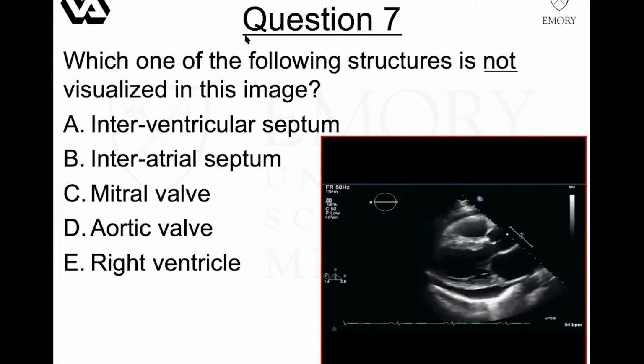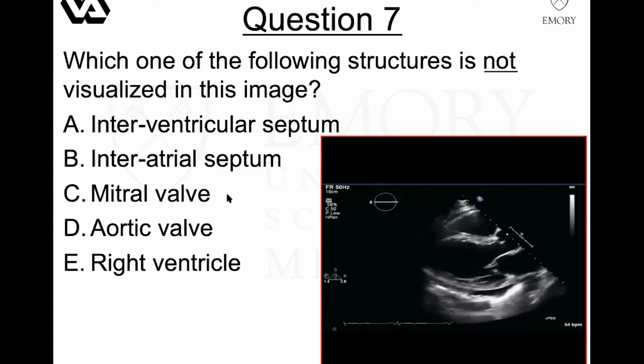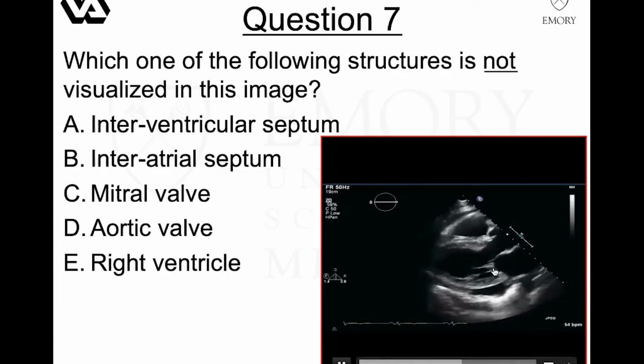So which one of the following structures is not visualized in this image? Interventricular septum, interatrial septum, mitral valve, aortic valve, right ventricle. The interatrial septum, B. Correct. Interatrial septum is not visualized in this image. This is a parasternal long axis view. You have right ventricle, left ventricle, mitral valve, aortic valve, aorta, and left atrium, no interatrial septum. Well done.